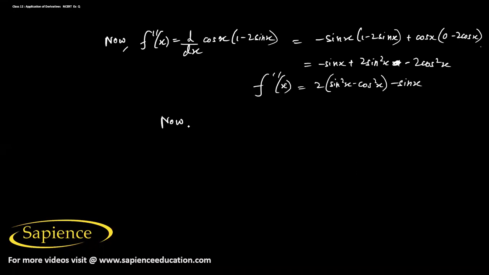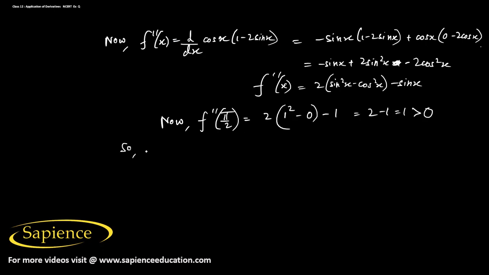So now f double dash pi by 2 will be equal to 2 into (sin square pi by 2, that is 1, minus cos square pi by 2, that is 0), and minus sin pi by 2, that is 1. This is 2 minus 1, that is 1, which is greater than 0. So I can say that x equal to pi by 2 is a point of local minima of the function f of x.